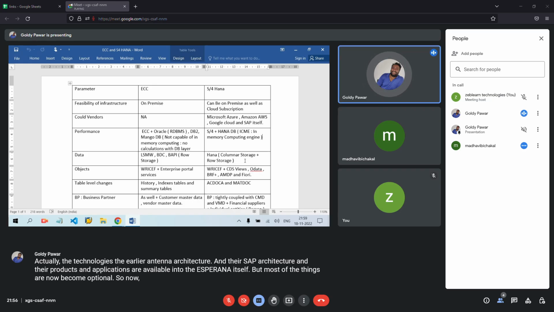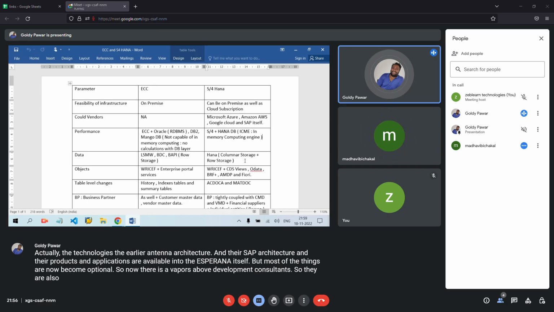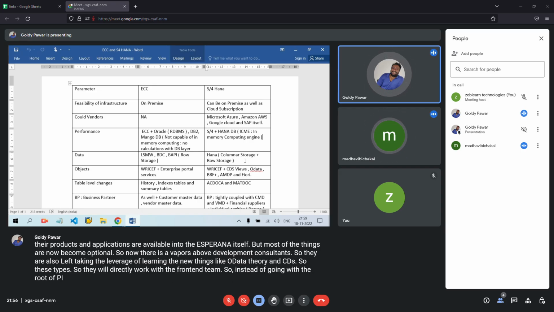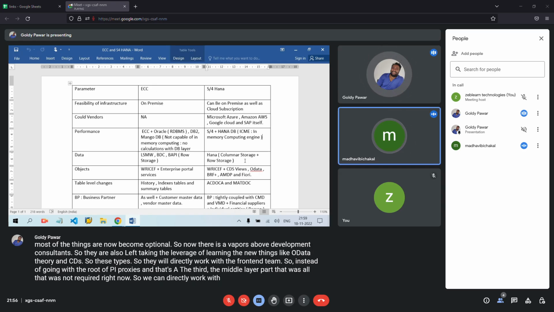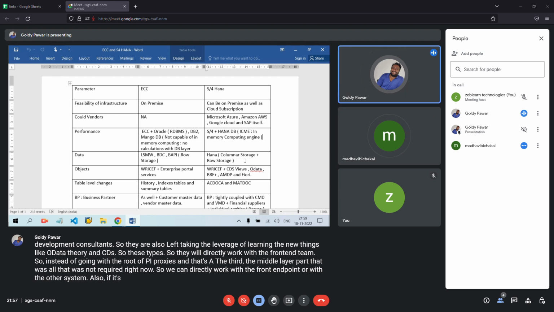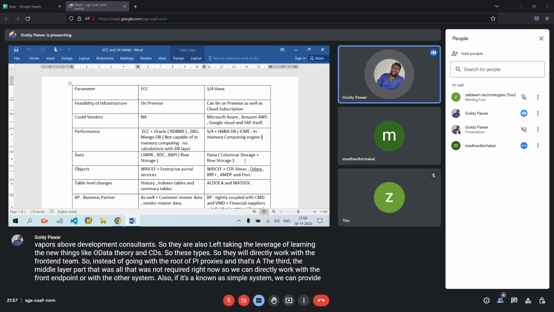Nowadays, ABAP development consultants are also taking the leverage of learning new things like OData and CDS. So they will directly work with the front end team. Instead of going the route of PI proxies, that middle layer part is not required right now. We can directly work with the front end part, or with another system. If it's a non-SAP system, we can provide the data and we can receive the data.